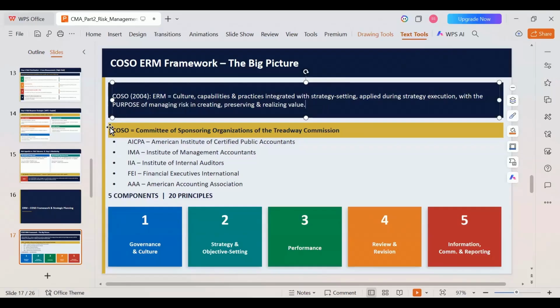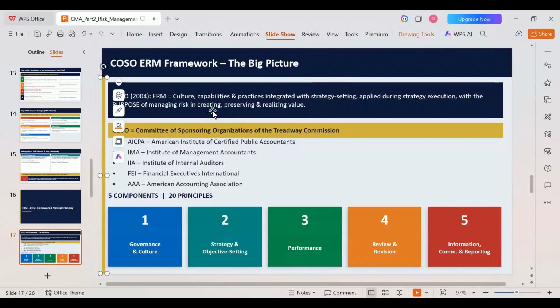Got it? And we also focus on creating, preserving, and realizing the value. Now let us understand what was the need of this. So in this strategy setting, we know that from the inception of the business till the time it comes to an end, everywhere risk is involved. Strategic planning is the very first step that we take in the business.